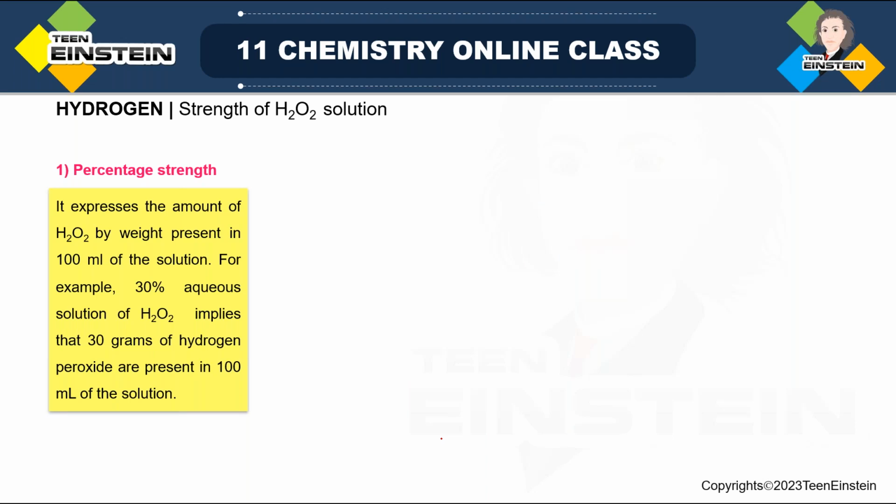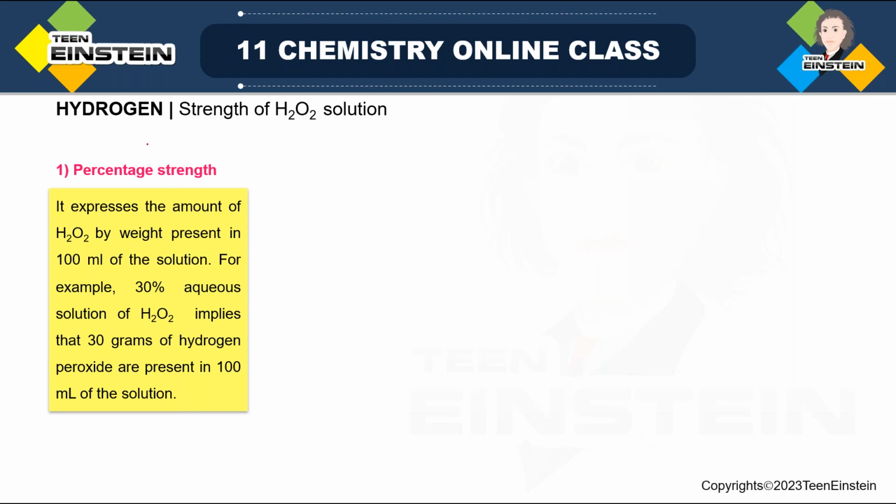Percentage strength, as I have said already: the strength of H2O2 can be expressed in two ways, percentage strength and volume strength. Percentage strength we have already seen. Sometimes we have said it is 30%, sometimes 5%. Now we will see what it actually means.